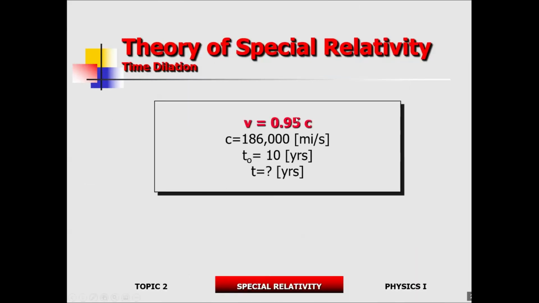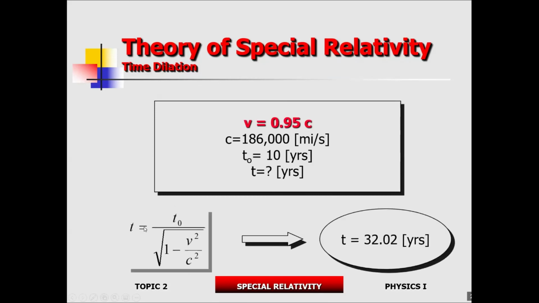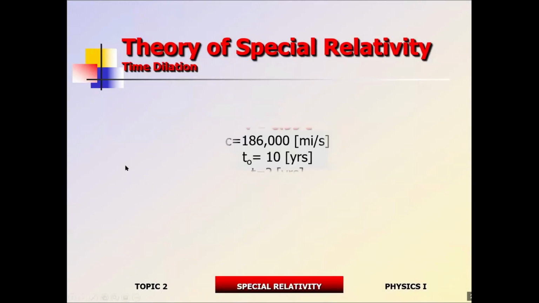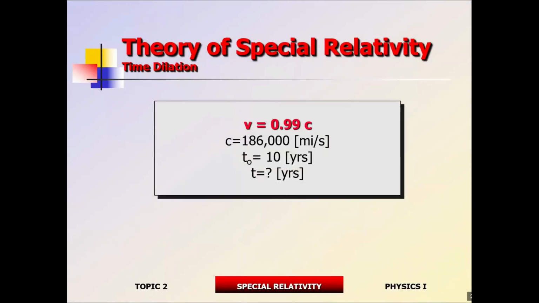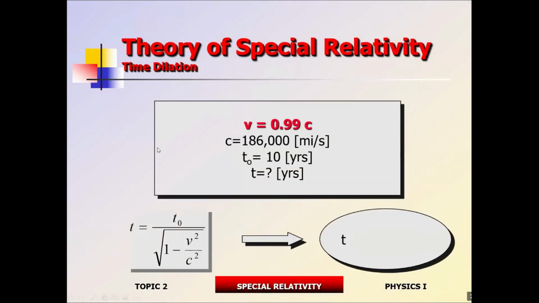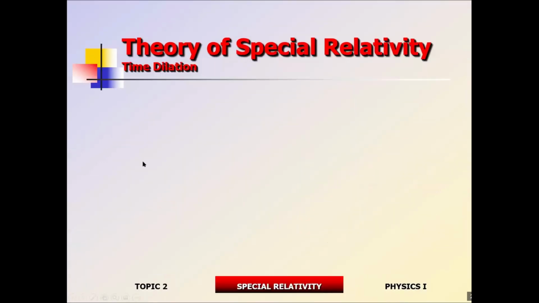If you were to spend 10 years in space at 95% of the light speed, upon return, you would notice that it would be 32 years here on Earth. So your twin would be about 22 years older. At 99% of the light speed, if you were to spend 10 years in space, upon return, you would discover that it would be 70, 71 years here on Earth. If your twin is still alive, obviously, they're going to be 61 years older than you.